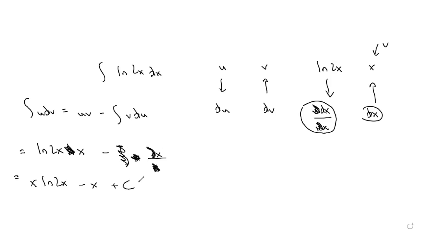Is that it for that one? Okay, so that one wasn't too crazy. In this case, if you wanted to simplify your answer a little bit, you could take the x and factor it out. It doesn't really make that much of a difference. So you could do x bracket ln 2x minus 1 plus c. Either answer is fine. Factoring it in this case doesn't really simplify it all that much, so both are good.